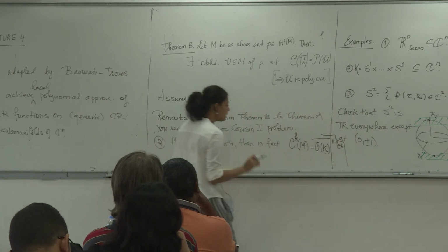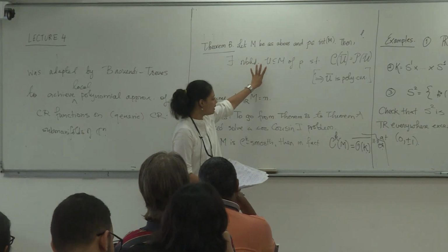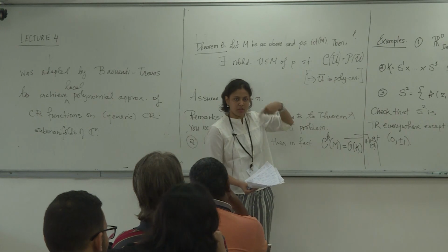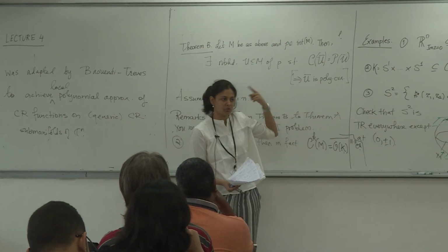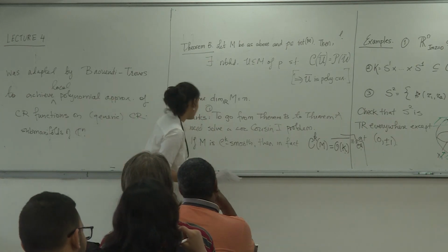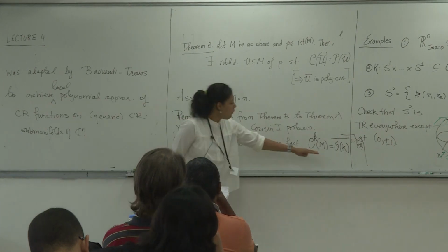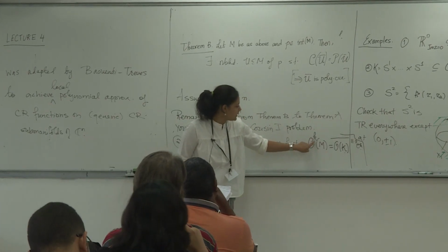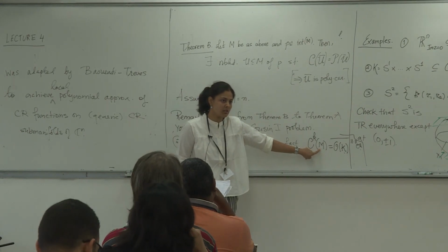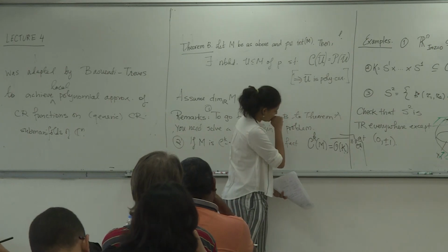And once again, for the local version of this, whatever recipe I give you over here, the same recipe will work, but you have to do more estimates to figure out that it actually works. So we'll not do that. This is very, very strong. And by the way, if you want this kind of approximation, let's say even in the C1 norm, then being totally real is actually a necessary condition.